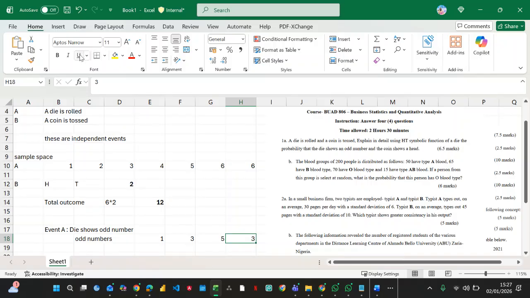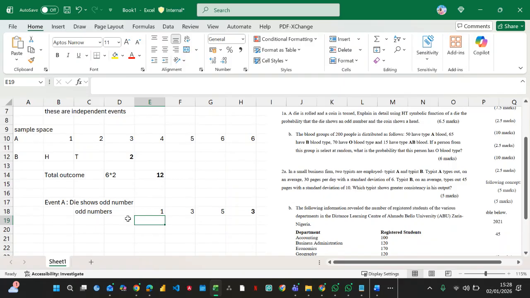So what we have now, and we can just say the odd numbers are this one, three, and five. That means we have a total of three. So that is three that we have. I want to make it bold. So we now have three.